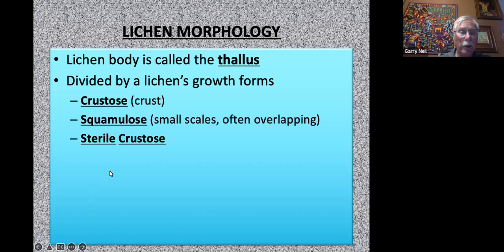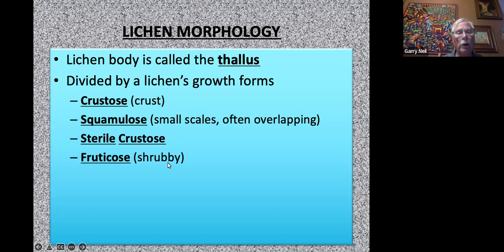Next are the sterile crustose. Now, this is going to get a little technical here, but crustose lichens, some have fruiting bodies, which we'll be getting into, and others do not. And so the crustose have been split out even more in regards to whether or not they have a fungal reproductive structure or don't have a fungal reproductive structure. And so crustose come in a couple of categories.